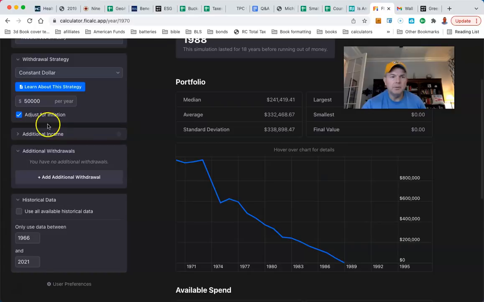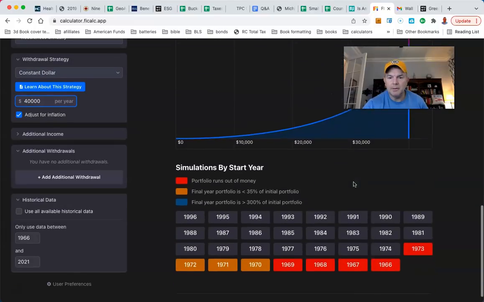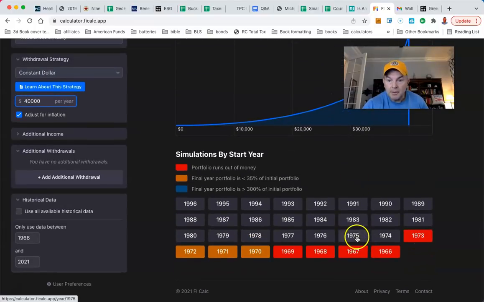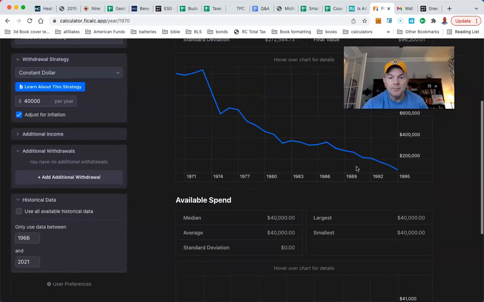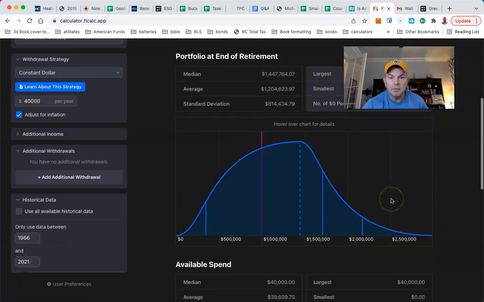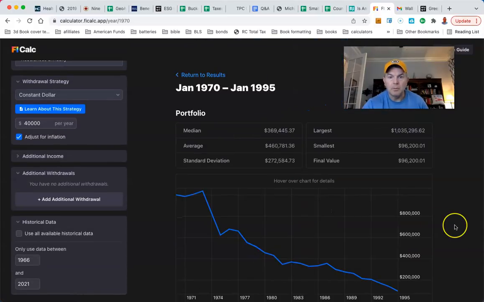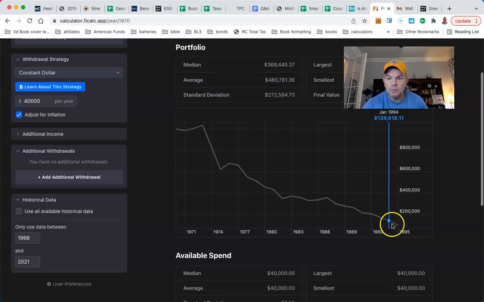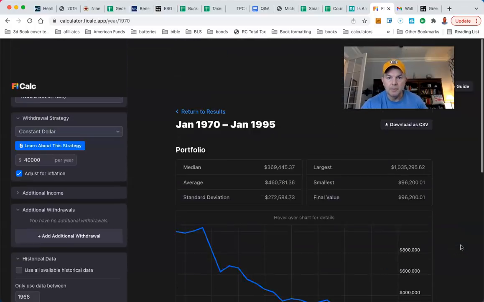Let's just do, instead of doing 5%, let's do 4%. And if we ran out of money, 1970, right there. Oh, okay. Did we run out of money? No, we're still okay, but we didn't have very much left. Okay, gotcha. Let me actually go back.